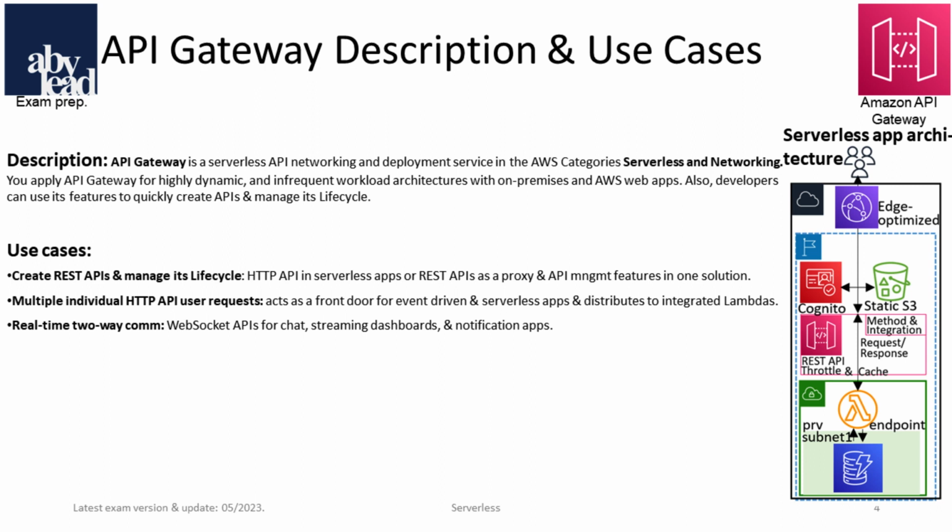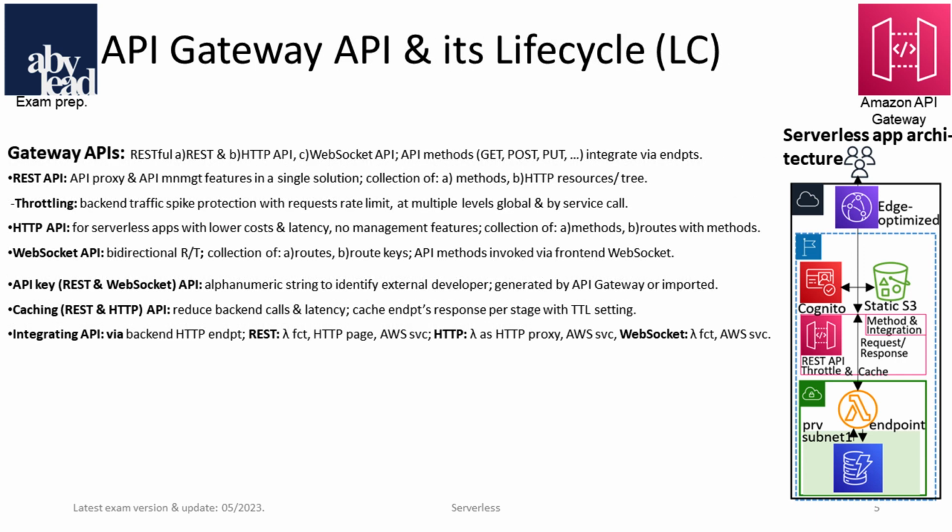With it, you can also build real-time two-way communication for chat apps, streaming dashboards, and notifications. Finally, developers can use it to quickly create APIs and manage its lifecycle. API Gateway can create REST, HTTP, and WebSocket APIs for you. REST APIs support more features, while HTTP APIs offer minimal features at lower costs.